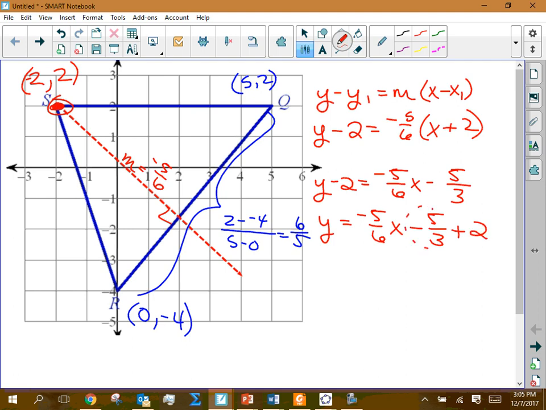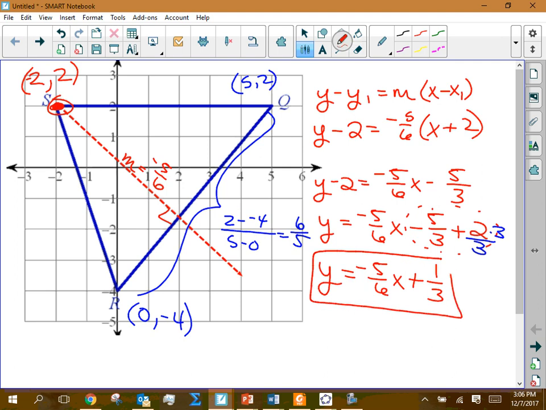If I want to add those two things together, I need a common denominator, right? What's the common denominator going to be here? 3. So this number is going to go to 2 times 3 up top, right? So that's a 6 up top. So now I've got negative 5/3 plus 6/3 gives me what? 1/3. So my equation of my red line is y equals negative 5/6x plus 1/3. That's the equation of that red dotted altitude.